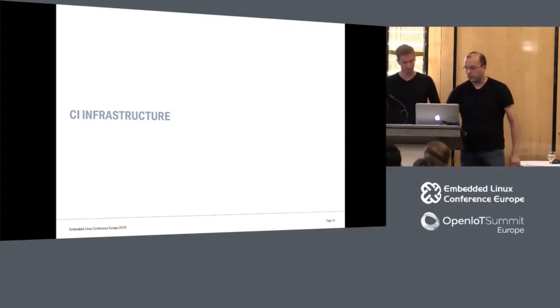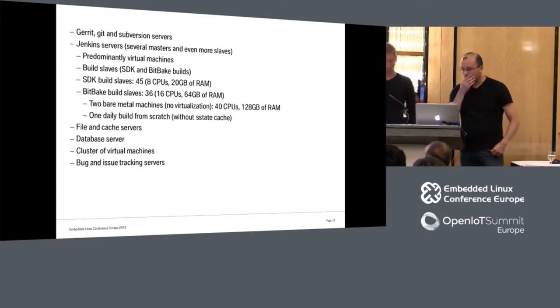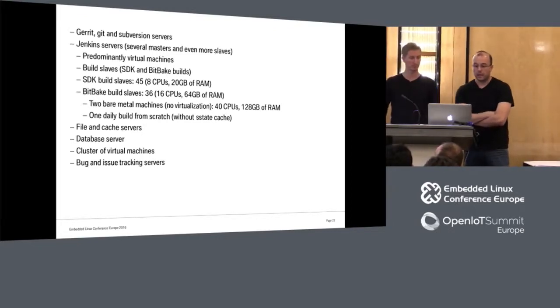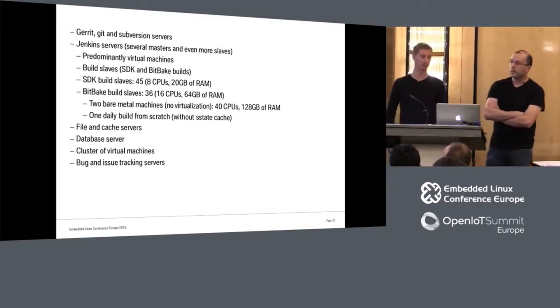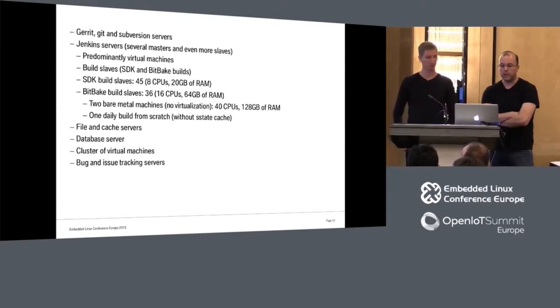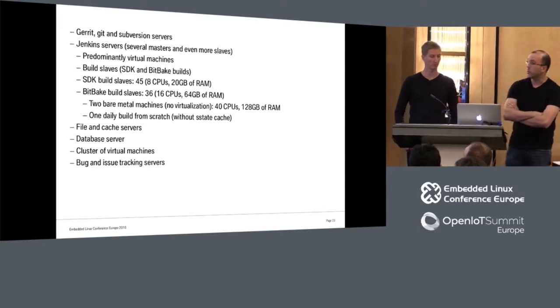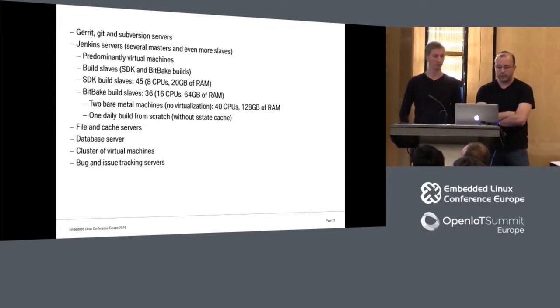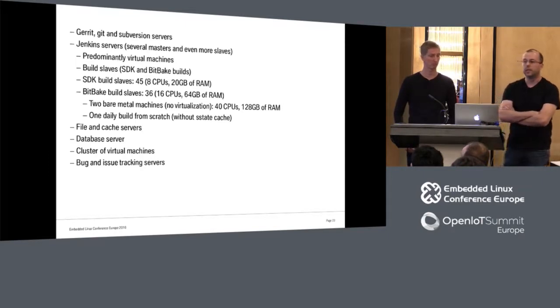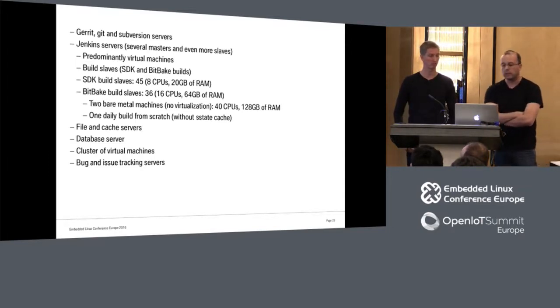Okay, some words on our CI infrastructure. So as we mentioned already, it's based on Gerrit, Git, and some Subversion servers. We use Jenkins to orchestrate all the builds. We use mostly virtual machines. At the moment, we have 2 bare metal machines. They are quite powerful, as you can see in the numbers. And additionally to these CI builds, we have 1 daily or nightly build from scratch without BitBake's state cache.